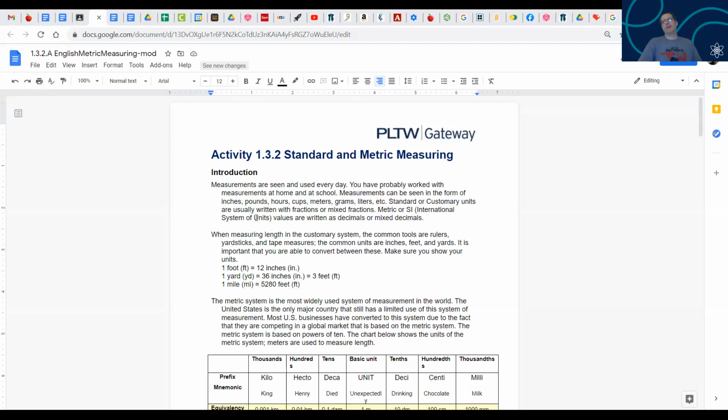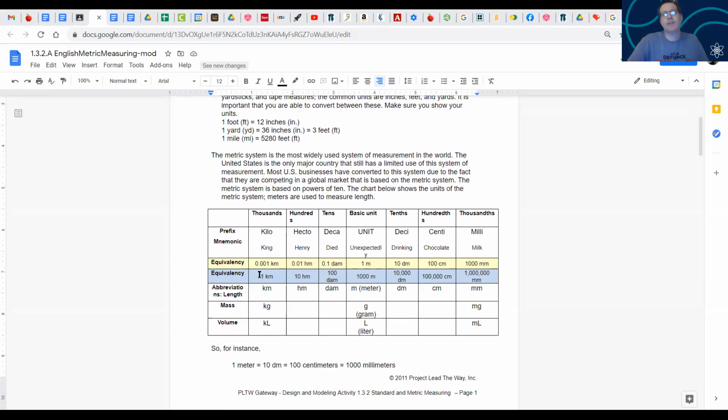All right, so this is the assignment you're gonna be doing. This first thing here, you're just gonna fill in the progression of metric units. So kilometers, hectometers, decameters, meters, decimeters, centimeters, millimeters. And you're going to do the same thing for the other ones. So like kilograms, hectograms, decagrams, and you're just going to fill it in with the others.